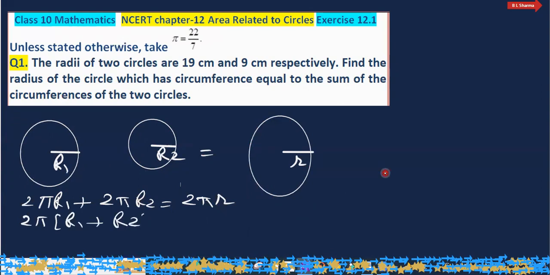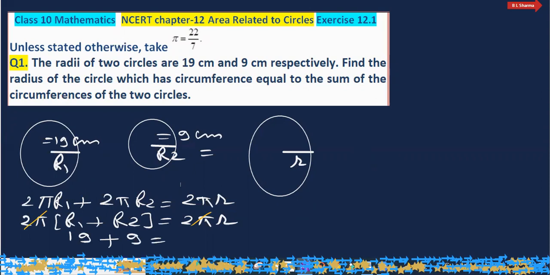2 pi times r1 plus r2 is 2 pi r. This 2 pi and 2 pi cancel. So r1 plus r2 is equal to r. So what is given? r1 is given 19 centimeter. r2 is given 9 centimeter. So 19 centimeter plus 9 centimeter is r. So you can write r is equal to 19 plus 9, 28 centimeter.